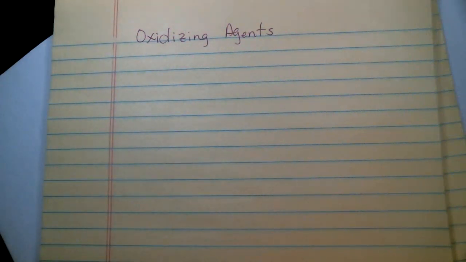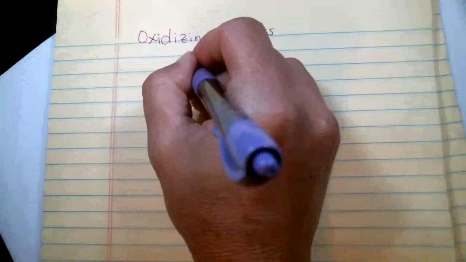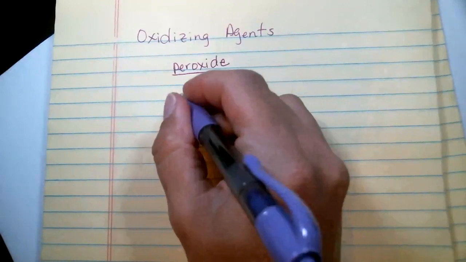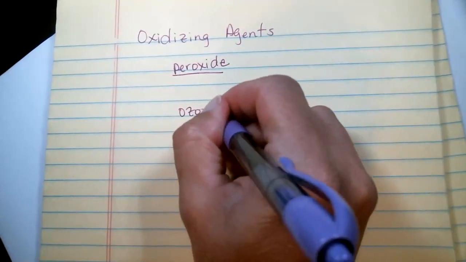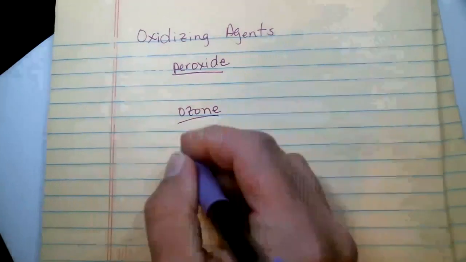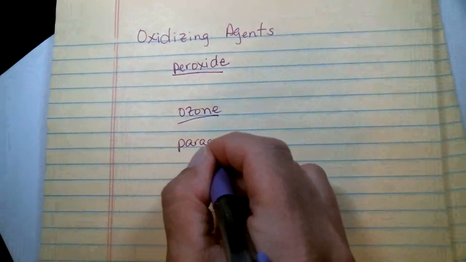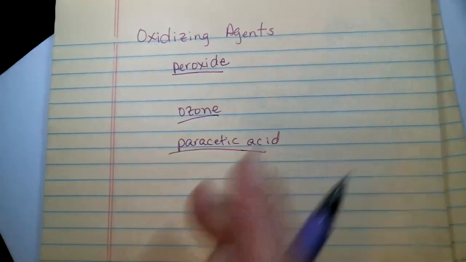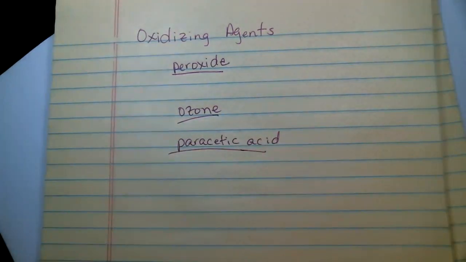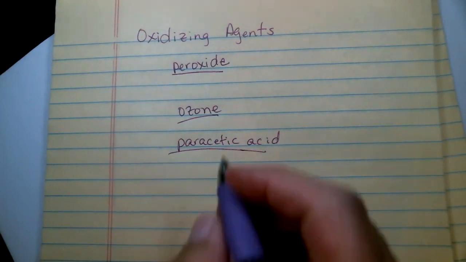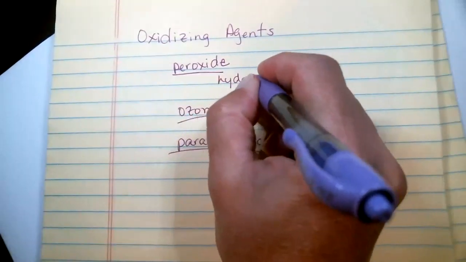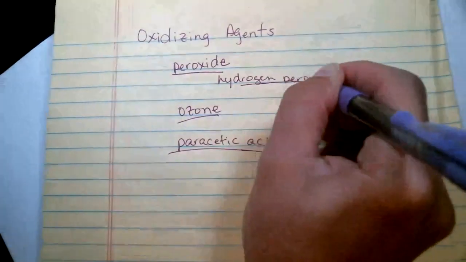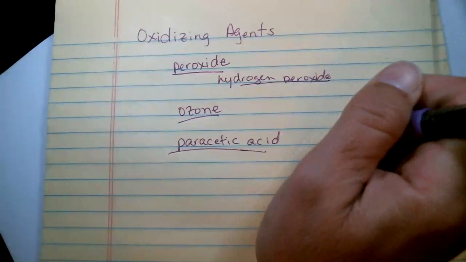So oxidizing agents, examples of these would be peroxide, ozone, and peracetic acid. I'm not really going to talk about peracetic acid too much, although I will talk a little bit about the other two. The first one is peroxides. Probably your best known one is hydrogen peroxide. Great for a number of things. However, a lot of people want to put these on wounds, and some of you are going, oh no, don't do that.